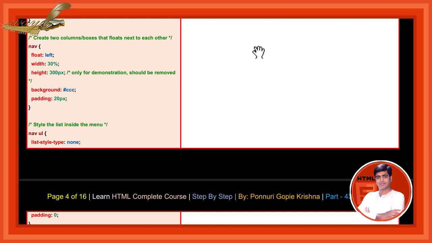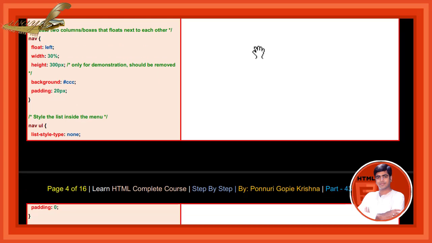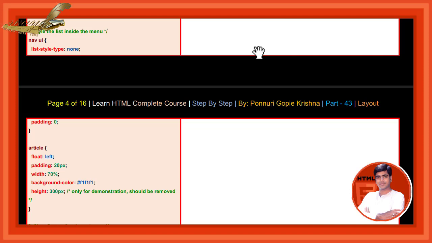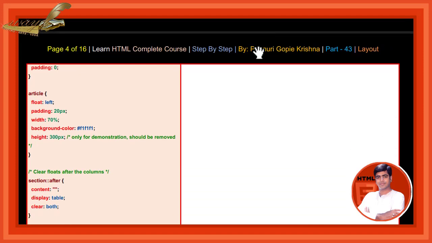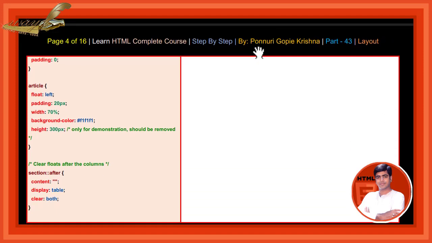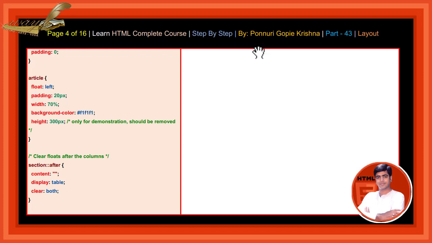Style, we are giving style here, the list inside the menu. nav ul, list-style-type none, padding 0. Article float left, padding 20 pixels, width 70%, background-color #f1f1f1, height 10 pixels, only for demonstration, should be removed. Clear floats after the columns.